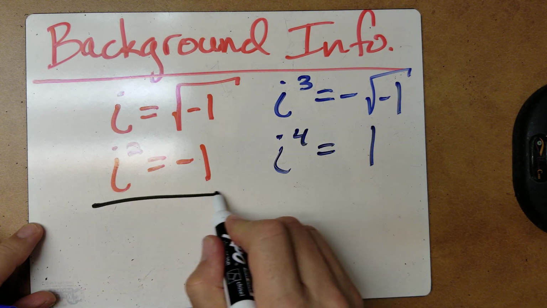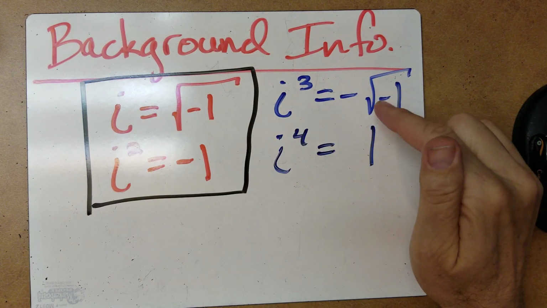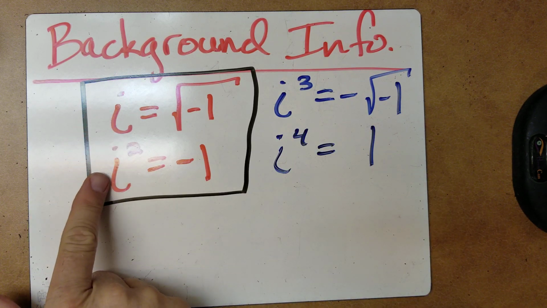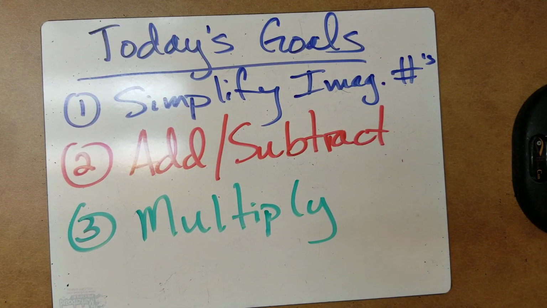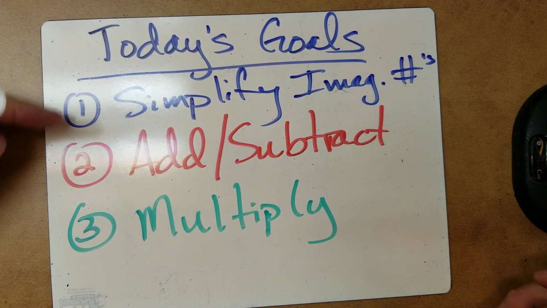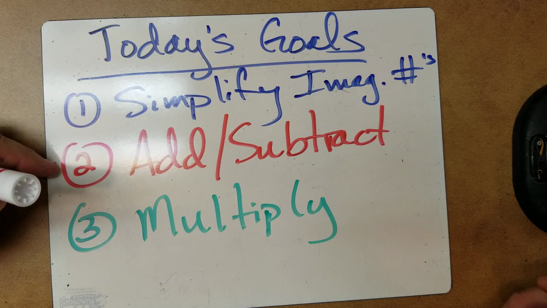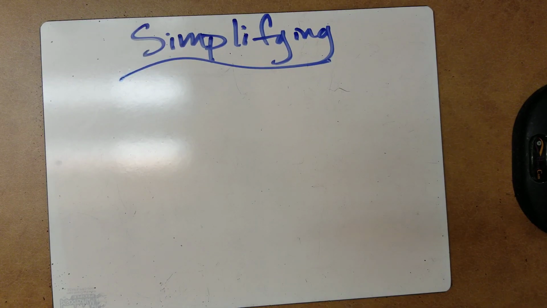By definition. We will be using only these 2 here, okay? These 2 over here have uses in higher mathematics, but we're going to concentrate on i and i squared. i equals this, i squared equals negative 1. So today's goals are these 3. We're going to try to simplify imaginary numbers, we're going to add and subtract them, and then we're going to multiply them. Let's start with simplifying.